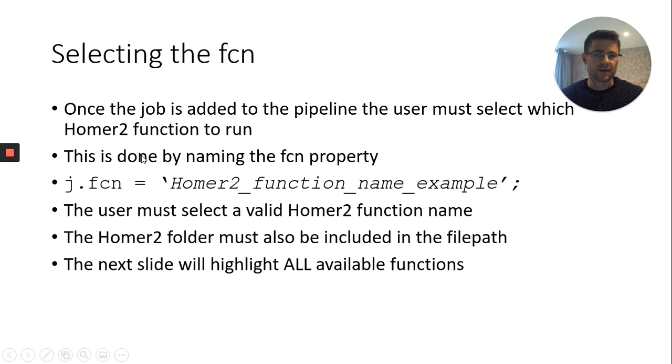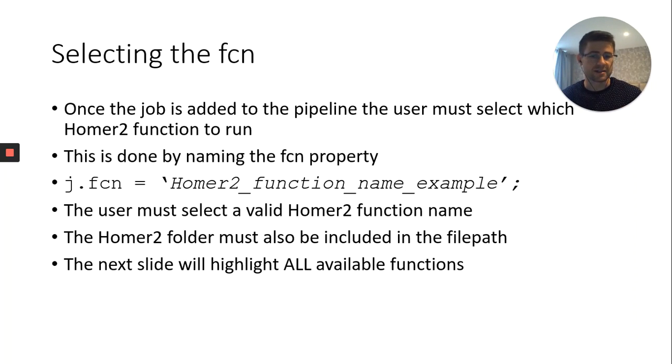Within that, the Run Homer2 module actually has a function, or fcn, property, and that's where you would actually name the function. So the Run Homer2 module basically allows you to input any one of the Homer2 functions as a pipeline step, but you have to designate which function you want to call. So here you would do that by saying j.fcn, which is the property in that module. You would name it as Homer2 whatever function it is. So this is just an example. Don't expect that this is the format here. I'll give an example in just a moment.